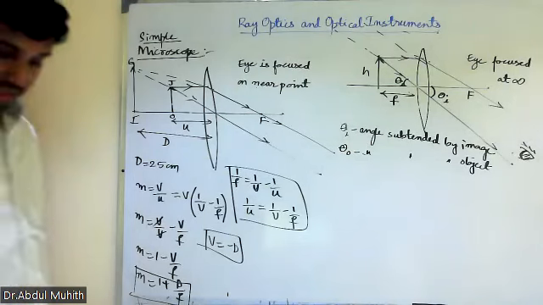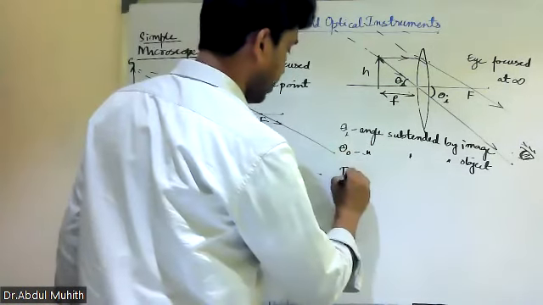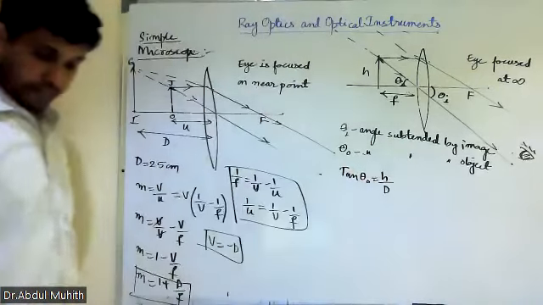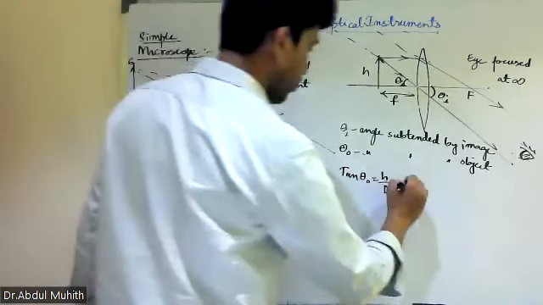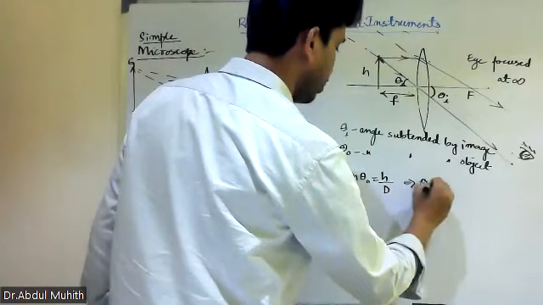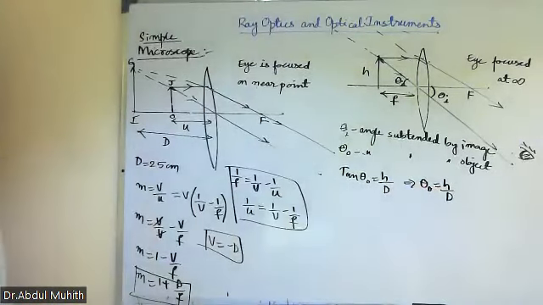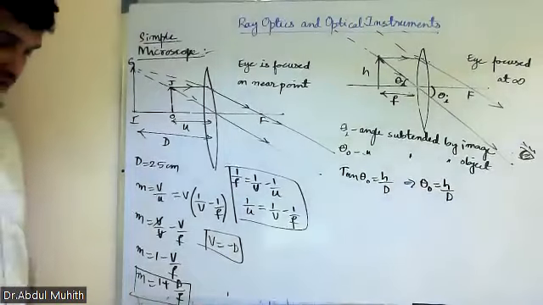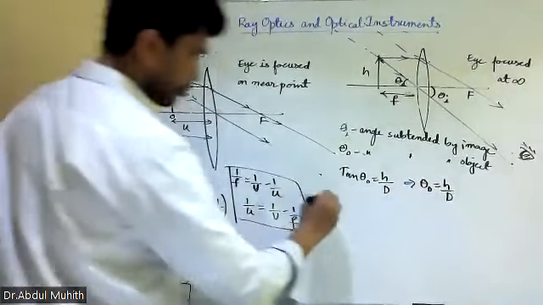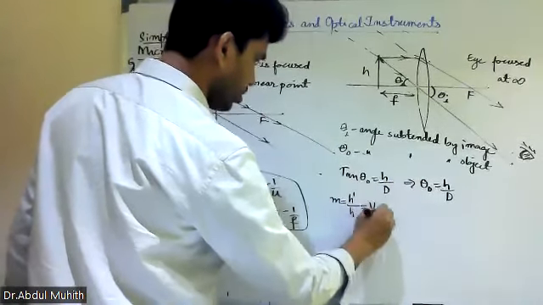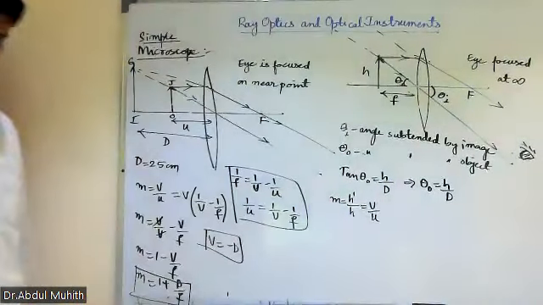So what do we have now? Tan theta O is equal to H by D. If the angle is very, very small, we can write theta O is equal to H by D. Similarly, we have the magnification formula here. What is that? M is equal to H dash by H, which is equal to V by U. This is also the magnification formula.